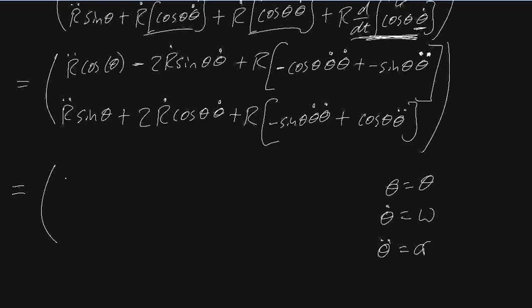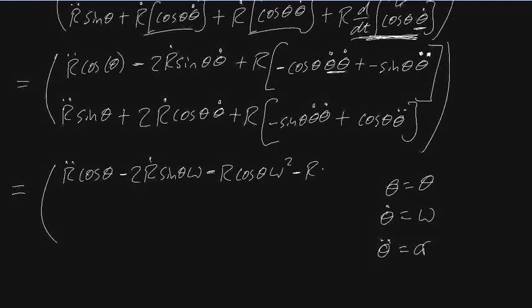So that's the same thing as r double dot cosine theta minus 2r dot sine theta omega. Now we're going to distribute the r around here, so that's going to be minus r cosine theta omega squared, right? Theta dot times theta dot is omega squared, minus r sine theta alpha. Okay, that's this top element done.